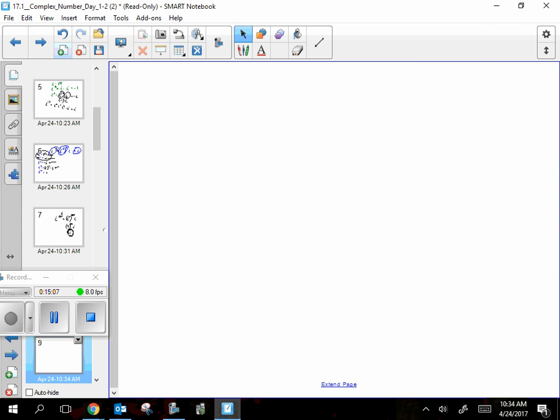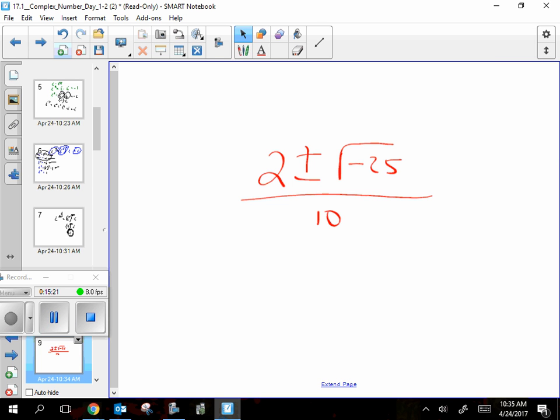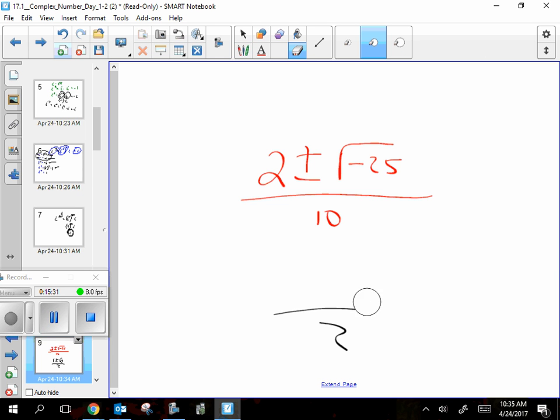So imagine for a moment that you had 2 plus and minus the square root of negative 25 all over 10. I would like you to simplify that down with what you know about imaginary numbers. You should be able to simplify it down to like 1 plus and minus the square root of 3 over 2 or something like that. It's not right, but simplify this for me using imaginary numbers. I'll pause for a second while you give that a try.